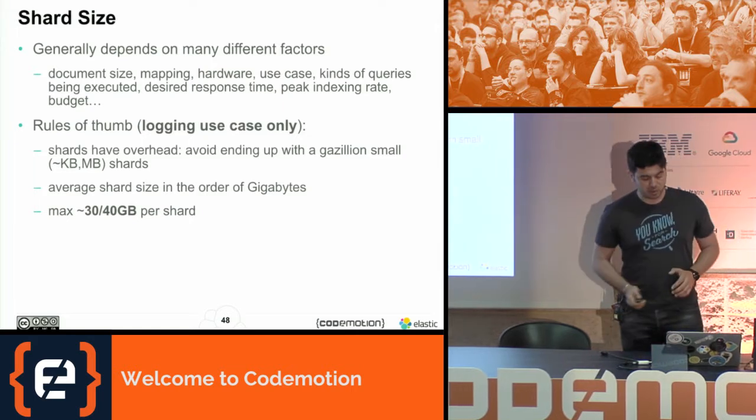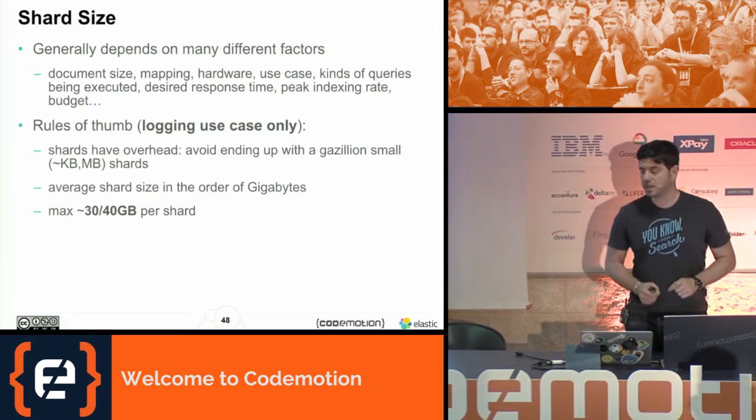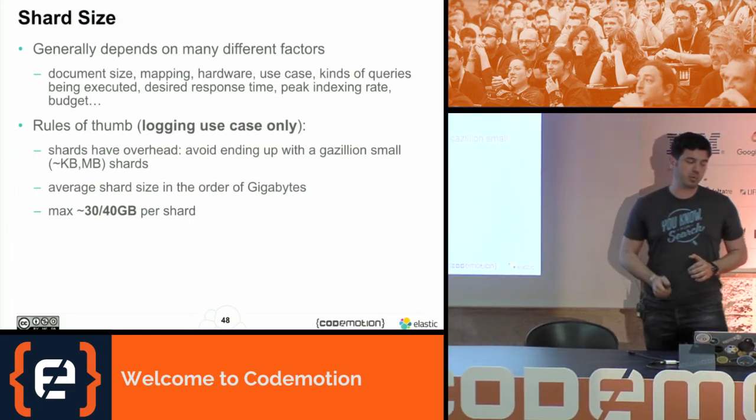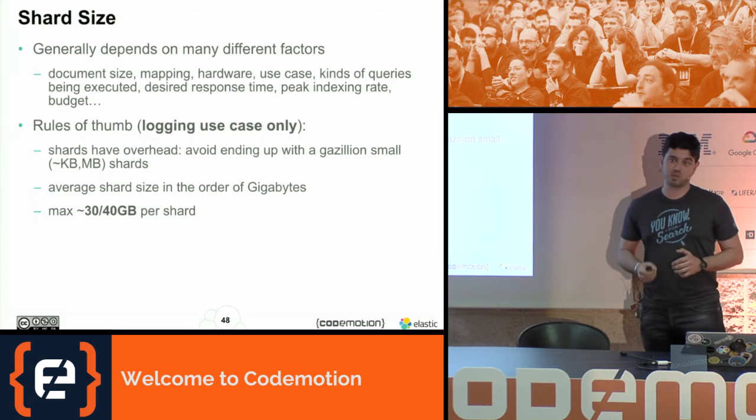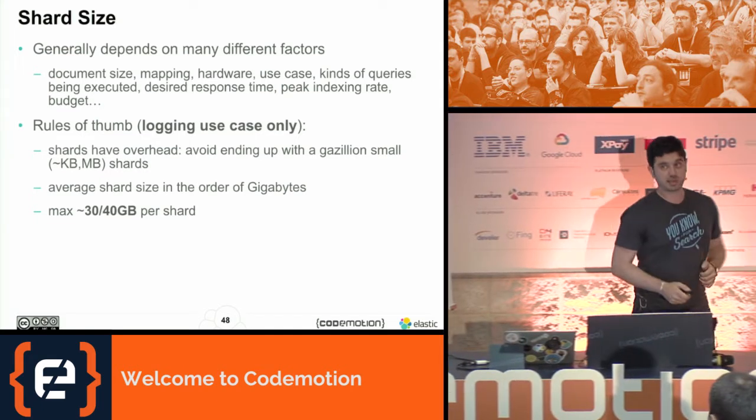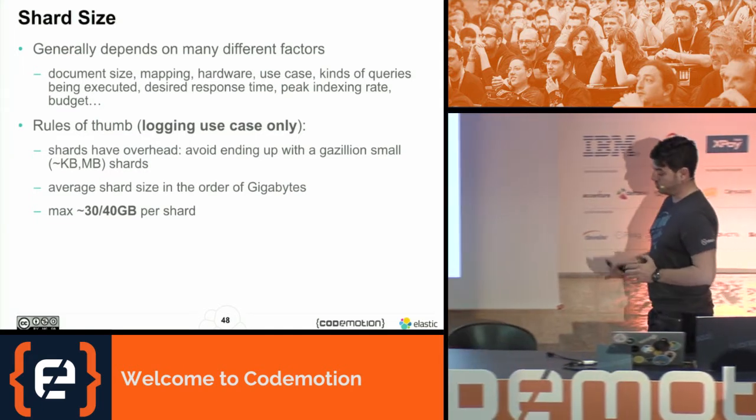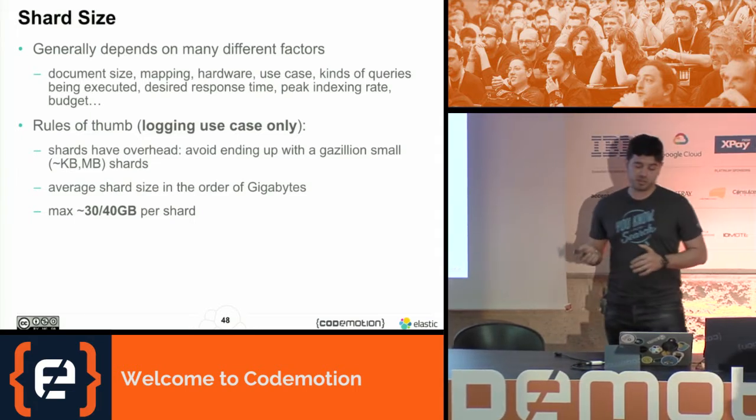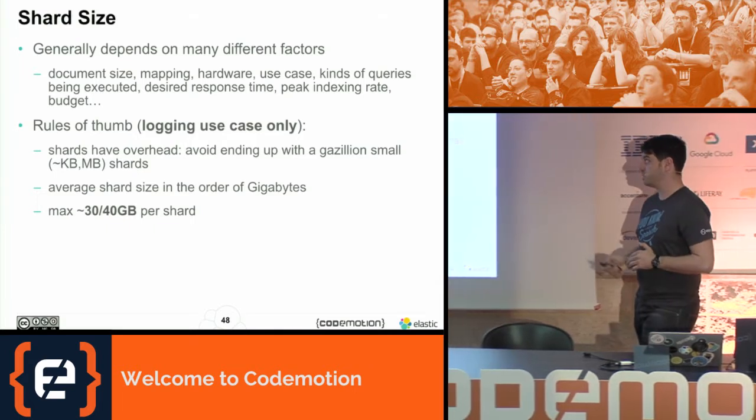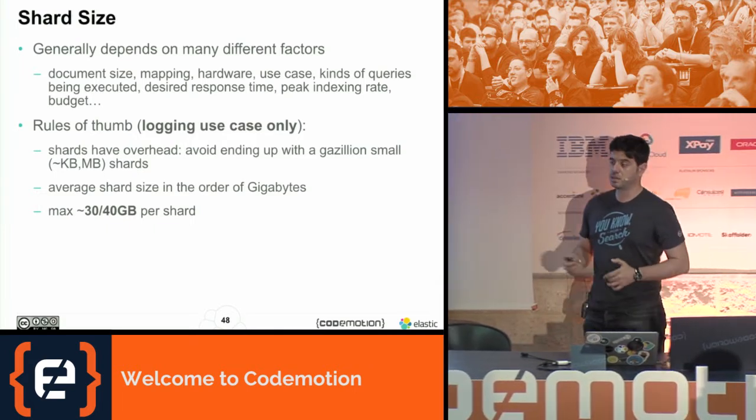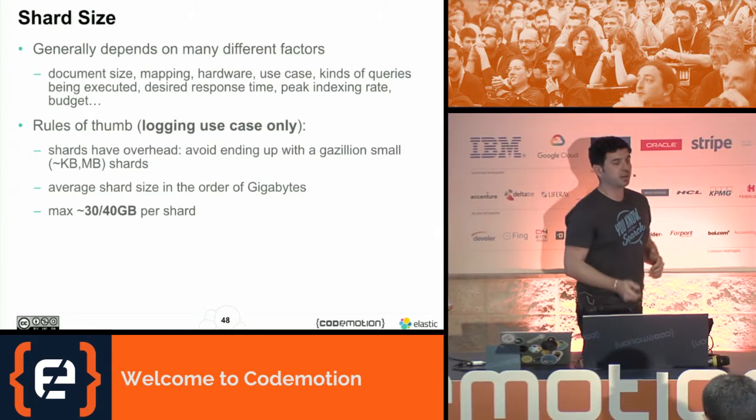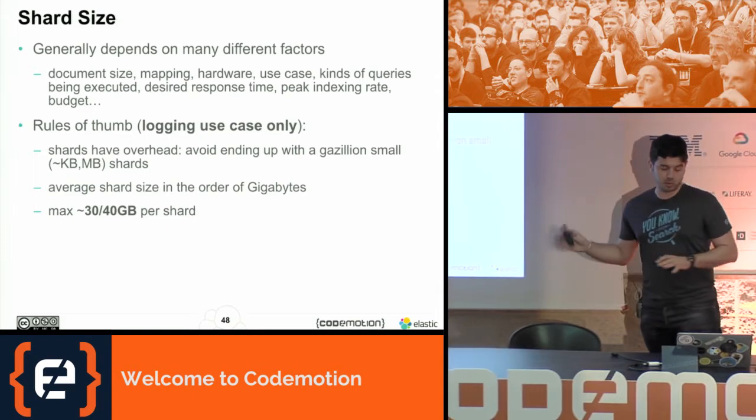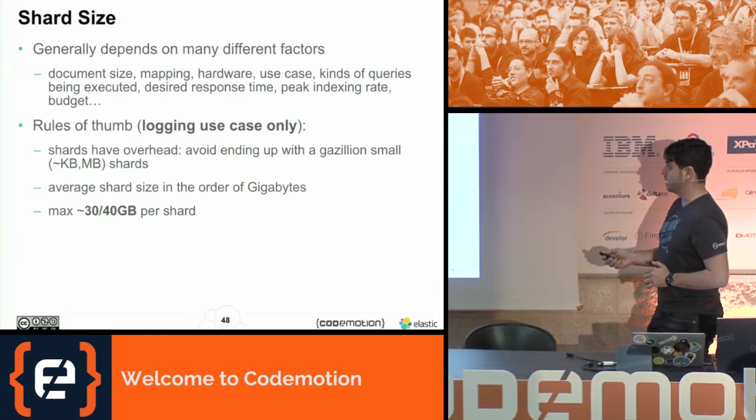In this case, for your Black Friday, for a logging time-based data use case, we can assume some rules of thumb. What we want to avoid is to end up with a gazillion small shards. When we say small, we talk about bytes, kilobytes, or megabytes. The rule of thumb is to try to end up with a shard size in the order of gigabytes, and have a 30, 40 gigabyte shard as an upper limit. You want to keep in mind not just indexing and search speed, but also if a node goes down, how long does it take for Elasticsearch to relocate the shard somewhere else.